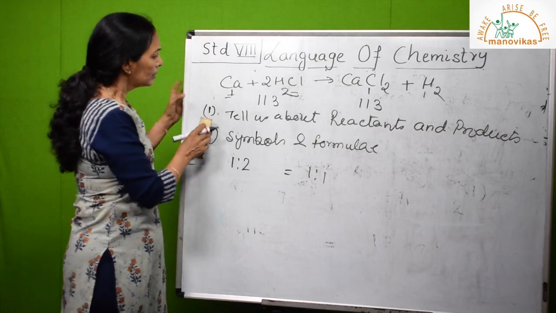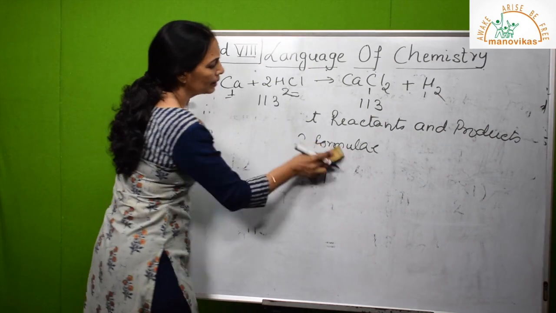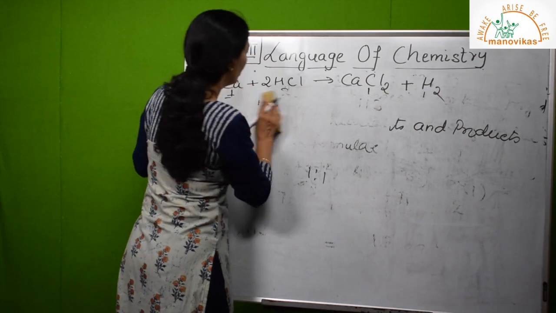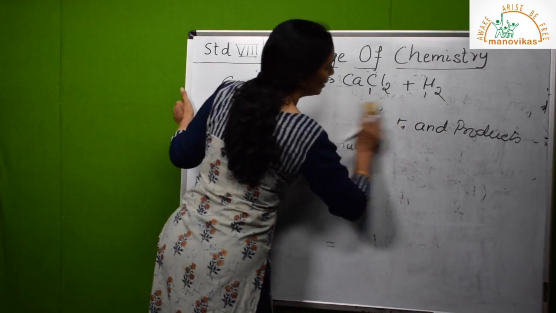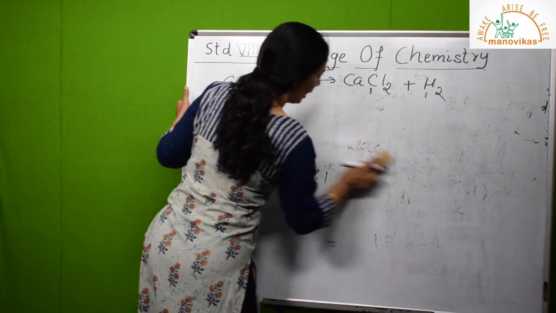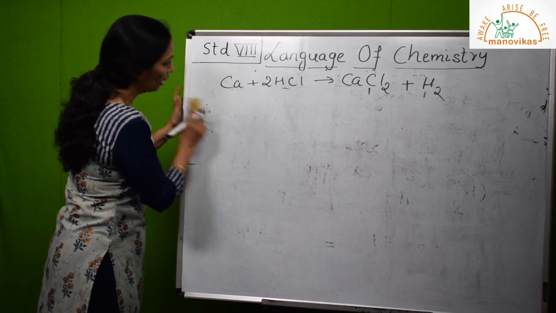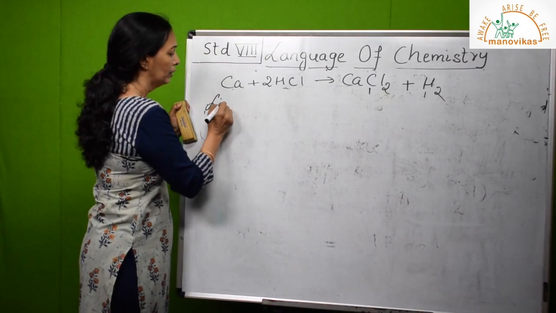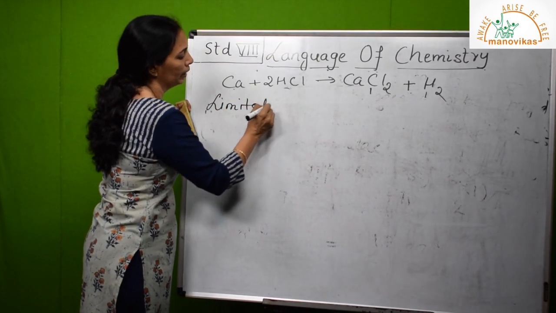But still this equation has some limitations. If you write a chemical equation in balanced form, it still has some limitations. What are the limitations? Limitations of a chemical equation.